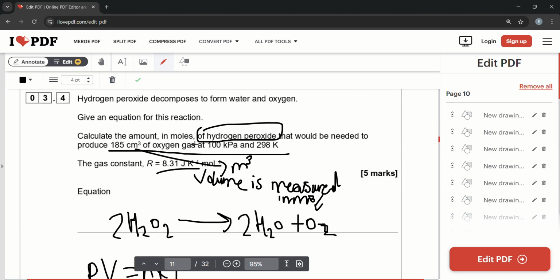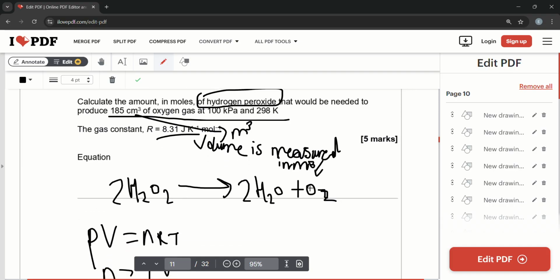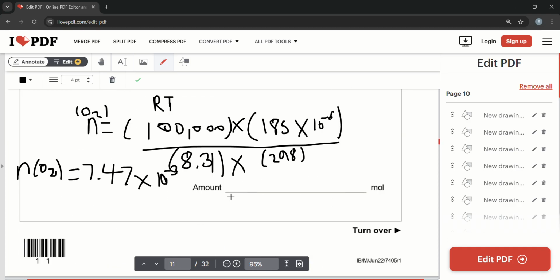We're not done yet, because now we're trying to find the moles of hydrogen peroxide, and we know it's a 1 to 2 mole ratio. Look, there's an imaginary 1 there, because there's none here, but if there was 1 it'd be the same, and here's a 2. So to find the moles of hydrogen peroxide, we're going to have to multiply this by 2. So N, the number of moles of H2O2, equals this times 2. Probably should write it all out, but you get the point. So 7.47 times 10 to the power minus 3 times 2.